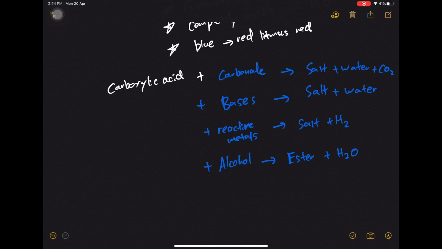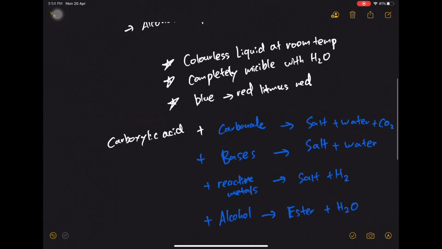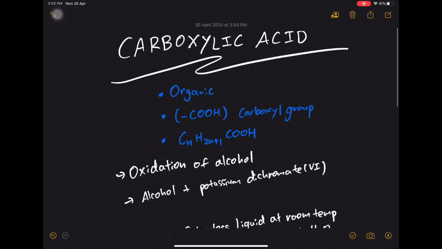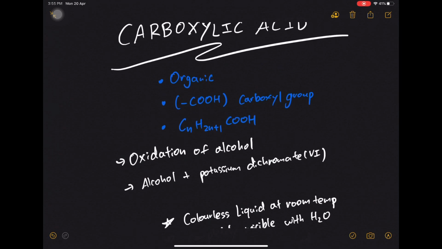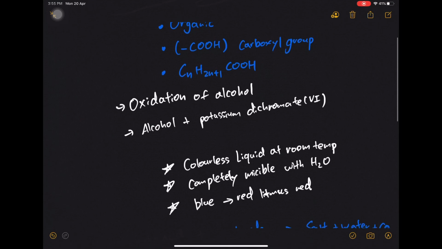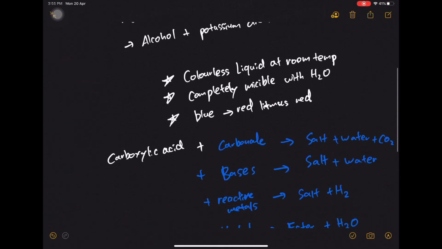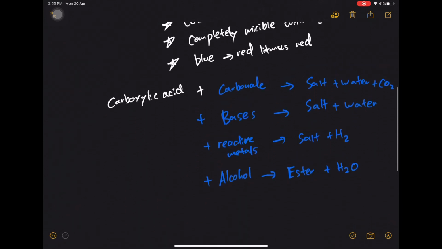So that's all for your carboxylic acid. All these are the things you need to take note of. The important things: the production of your carboxylic acid, the physical properties and your chemical properties. Okay, so for the next topic, we're going to go on to ester.